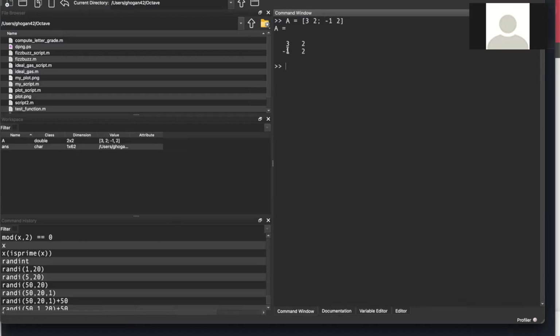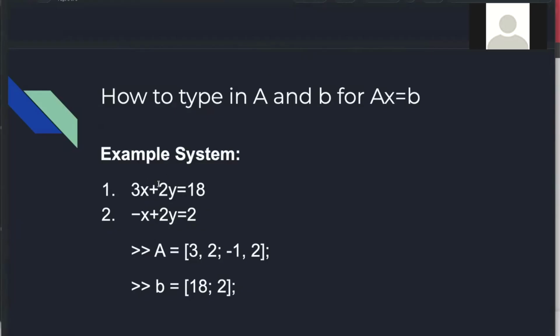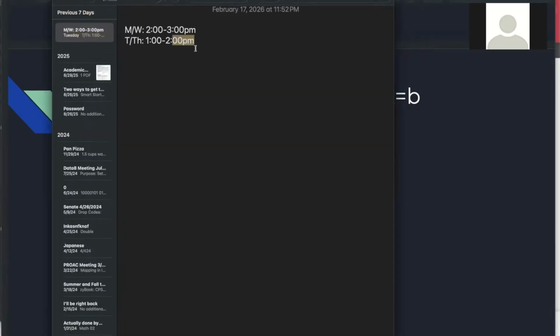So we have 3, 2, -1, 2, right? 3, 2, -1, 2. So that's the coefficient matrix. That's the A that they're talking about here. Now, when you type AX equals B, the X is not the X variable, it's the X vector. So I don't really have a place to type that right now. Maybe you can type it in my notes. So you can think of it like this. So the vector X is actually X and Y.